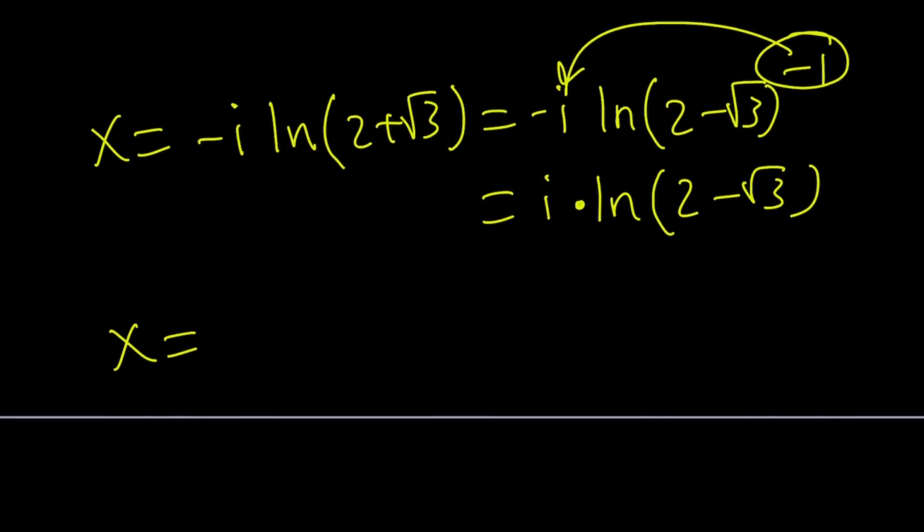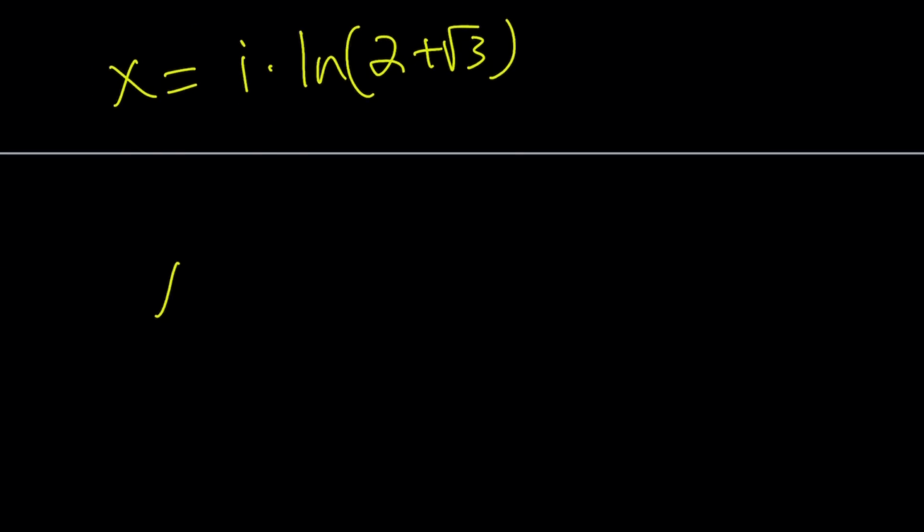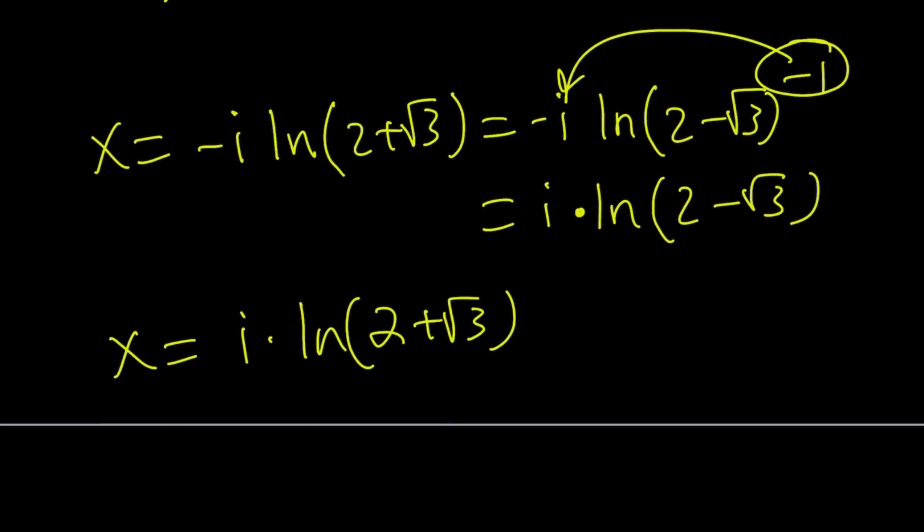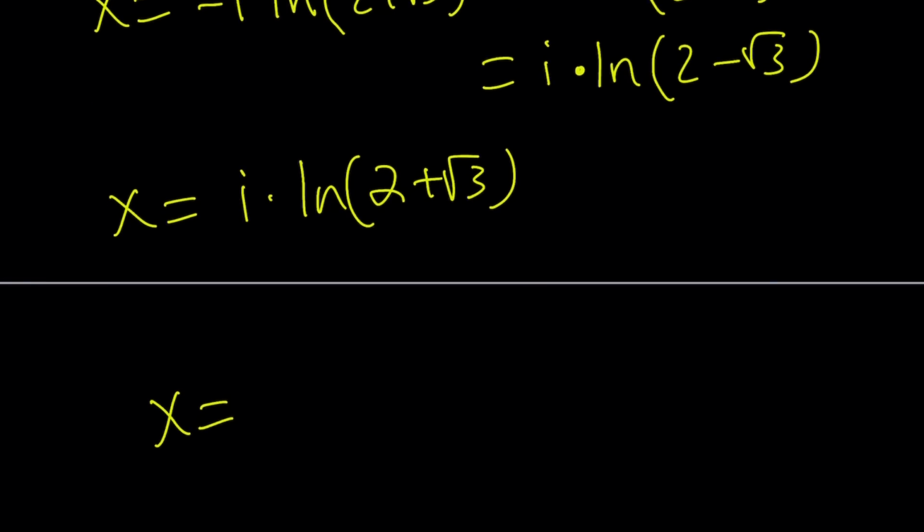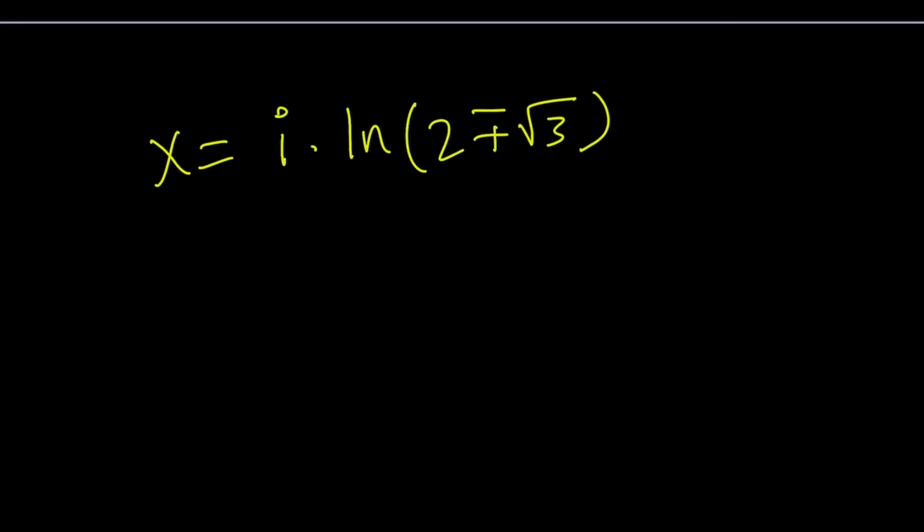The second solution similarly will give me i times ln of 2 plus root 3, because I'm going to start with ln of 2 minus root 3 and then negate it, so on and so forth, reciprocate it. So to keep a long story short, the solution can be written without the minus sign, meaning that we don't need a minus i in front of it. So i times ln of 2 plus minus root 3. The plus minus in the 2 plus minus root 3 is going to take care of everything.